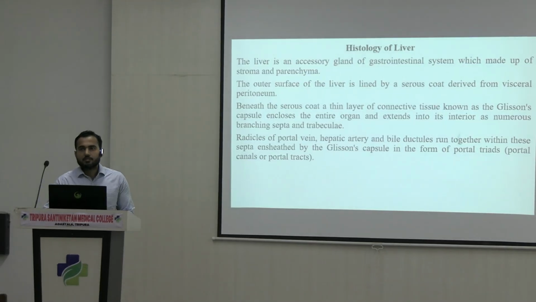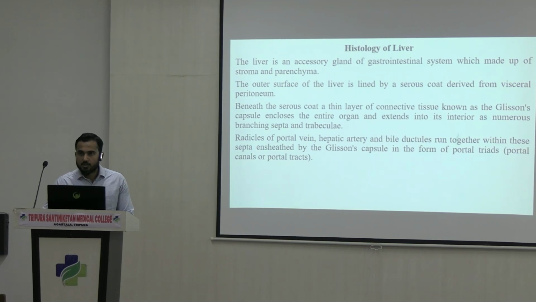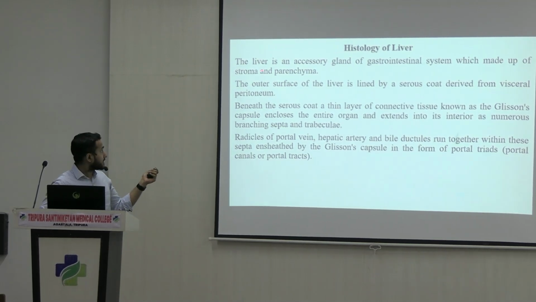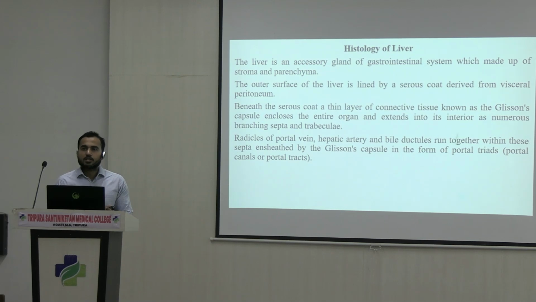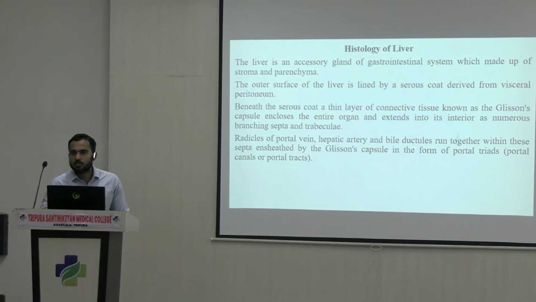So, as I said, liver is an accessory gland in GIT, and how it is made? It is made up of two components, that is stroma and parenchyma. Okay, so this stroma and parenchyma, what I have discussed just now. Now, if you see the outer surface of the liver, okay, it is covered by what? It is covered by peritoneum, because liver is an intraperitoneal organ. Few areas are there where peritoneum is absent, and those are called as bare area of the liver. Already you have seen the bare area of the liver.